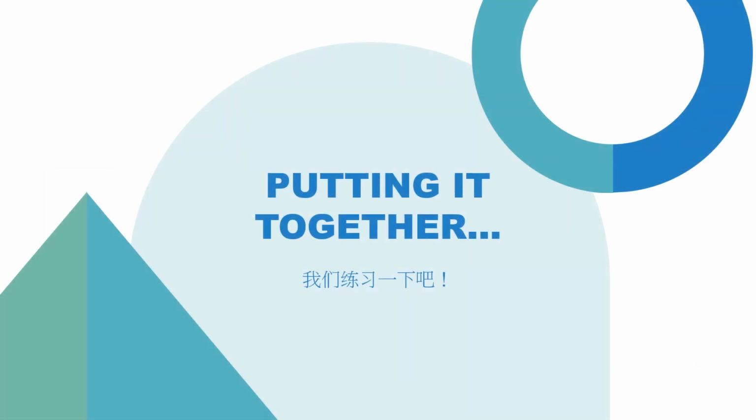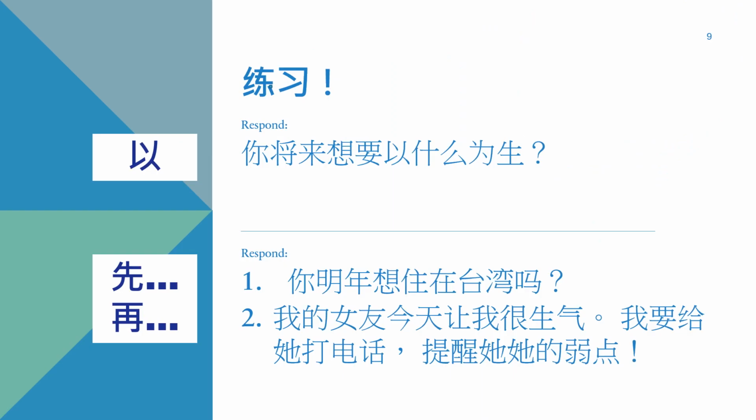All right, great. So we've gone over 2 语法 and now we're going to 练习一下。Okay, so practicing with 以，请你回答，你将来想要以什么为生？你将来想要以什么为生？ And then for 再, 你明年想住在台湾吗？你明年要住台湾吗？ And using this, what might your response be? It's open-ended, but I have some in mind.